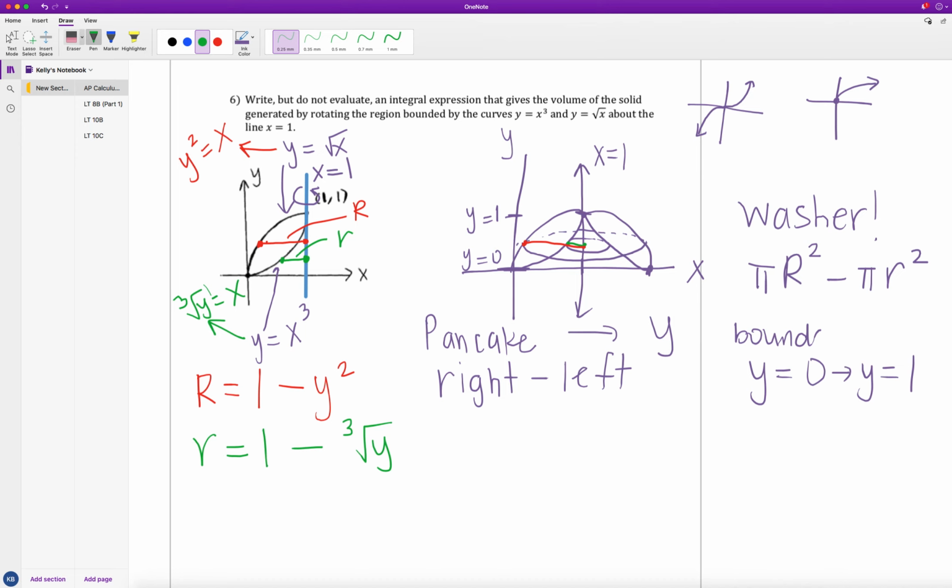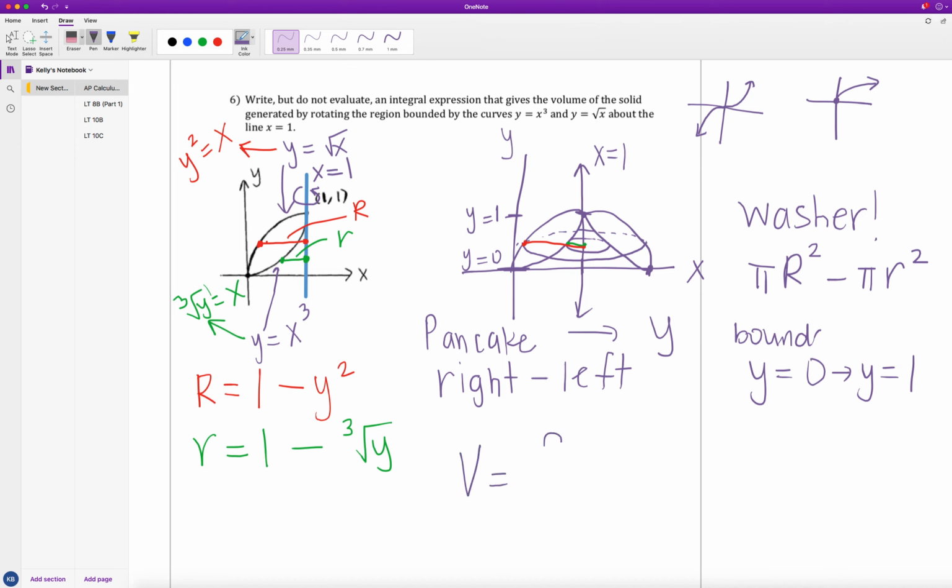Now that we have our axis of revolution as part of our radii, and I have my other two curves and I have my bounds, I can set up my final equation for volume. So remember, volume is the integral of the area of a cross section. My area of my cross section, since it's a washer, is going to be pi times big R squared minus pi times little r squared.